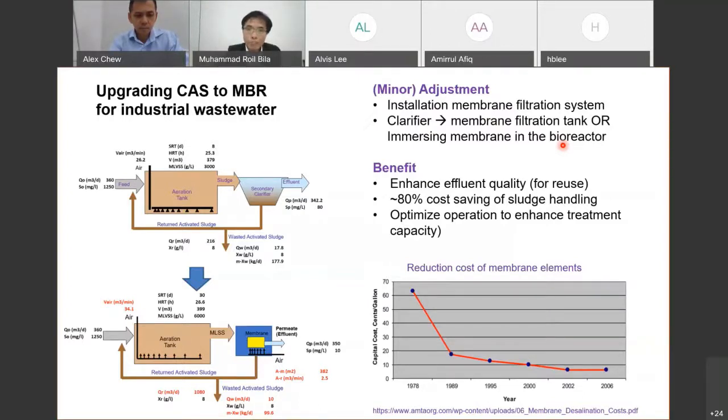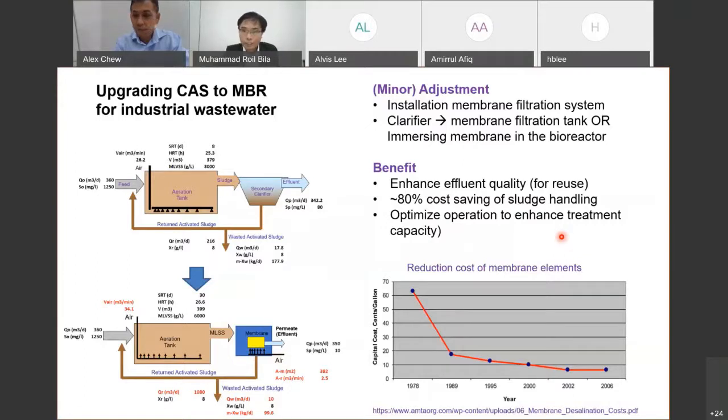What will be the benefit of this one? The good thing is that we don't have to start from scratch. We can just upgrade what you have now. What you get is that you will increase the effluent quality. Maybe you can reuse it if the design and the process run very well. You will have close to 80% cost saving from the sludge handling. And based on my experience, you can further increase the treatment capacity not only by utilizing the clarifier, now acting as part of the bioreactor, but you can also increase the capacity by further optimizing the operational conditions.